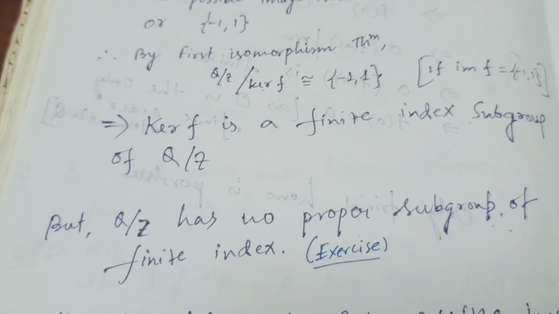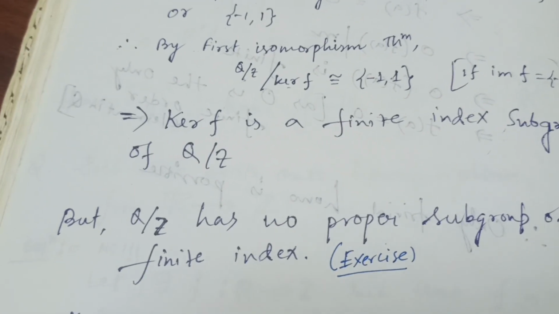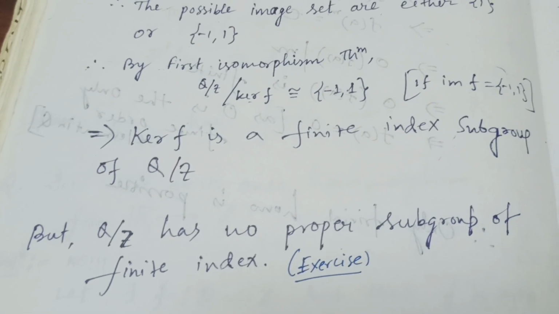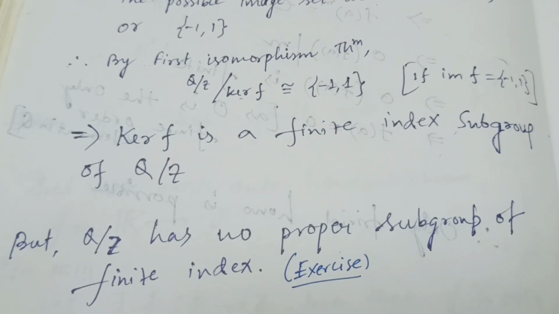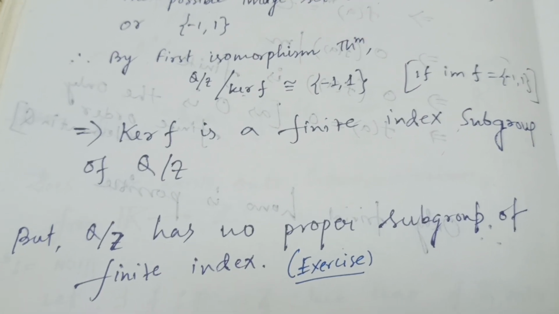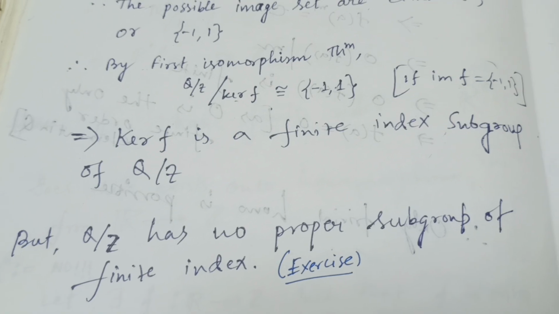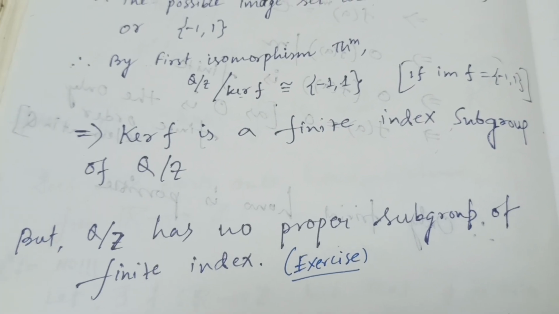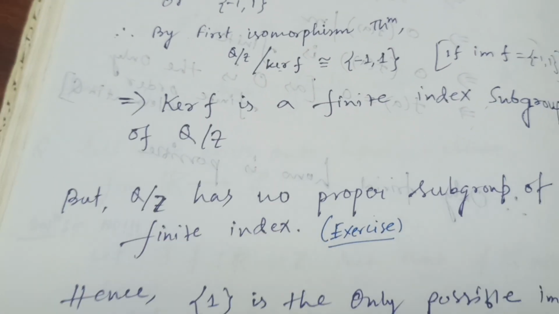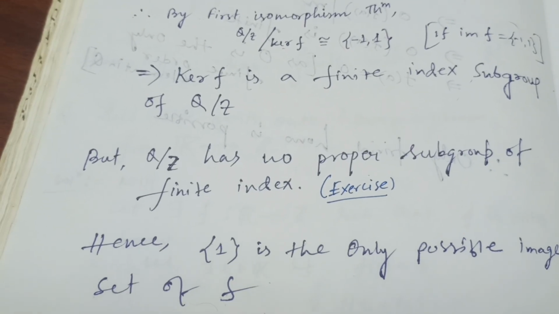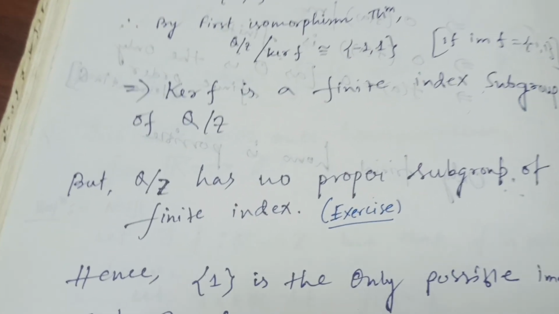But this is an exercise which I'll encourage you to solve, that Q/Z has no proper subgroup of finite index. That is, the only finite index subgroup of Q/Z is Q/Z itself. Hence the image of f cannot be {-1, 1}.